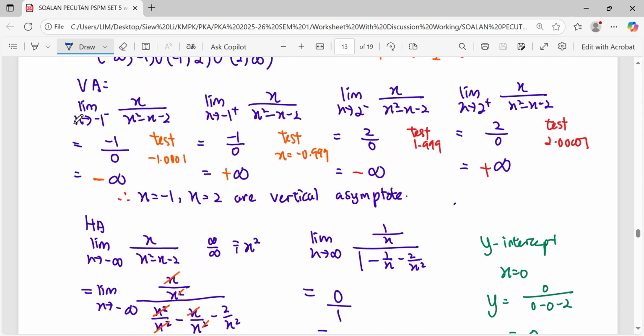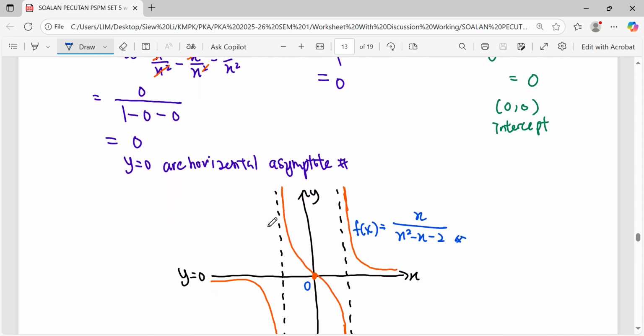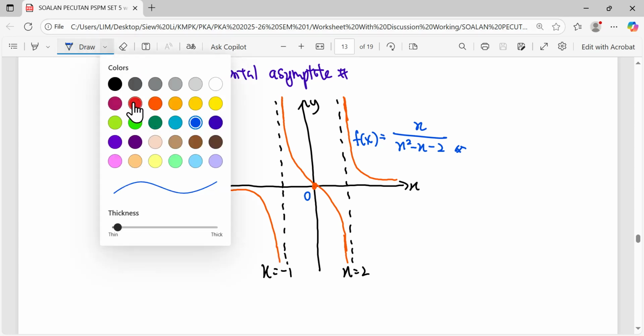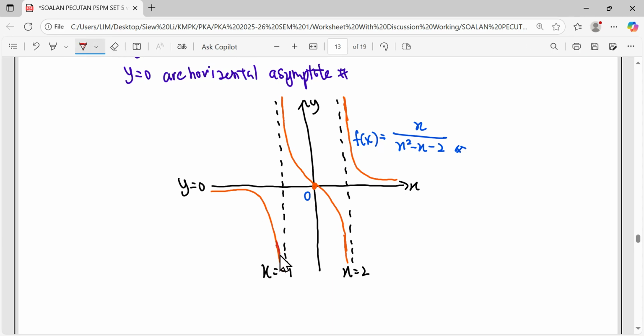Look at the readings you did before this. When x approaches negative 1 from the left, what happened to your function? Your function is going to negative infinity, which means it is going down. Therefore, when I have negative infinity from the left, I do a marking here. I have the asymptote with the function going down. So I do a marking here. I can mark one more time to show that. This is the first marking I get.